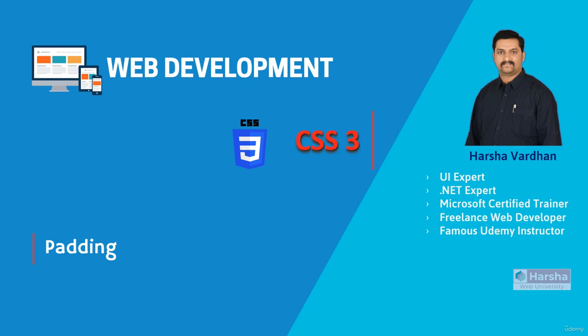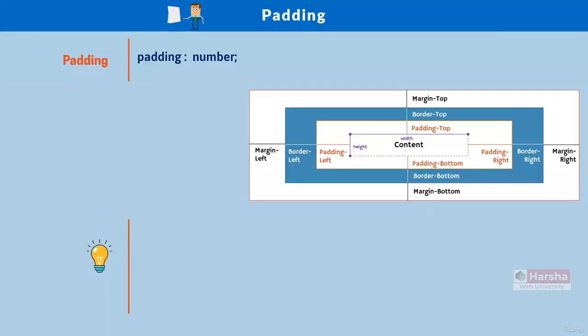The padding property is a part of the box model in CSS3. As you know already, the box model contains three things, that is border, margin and padding. The space between the content and border is called padding, and the outer space of the element, that is after the border, is called margin.